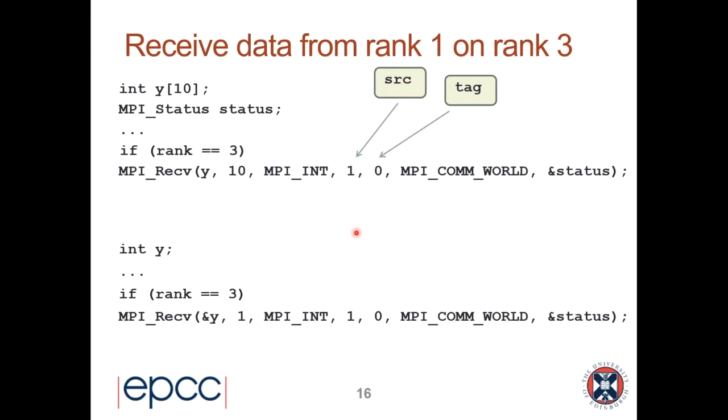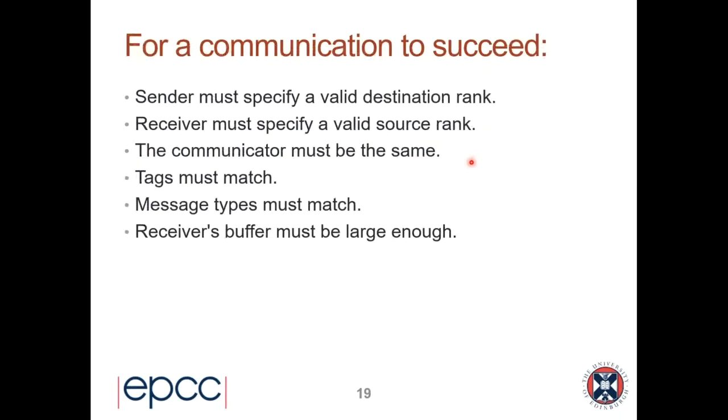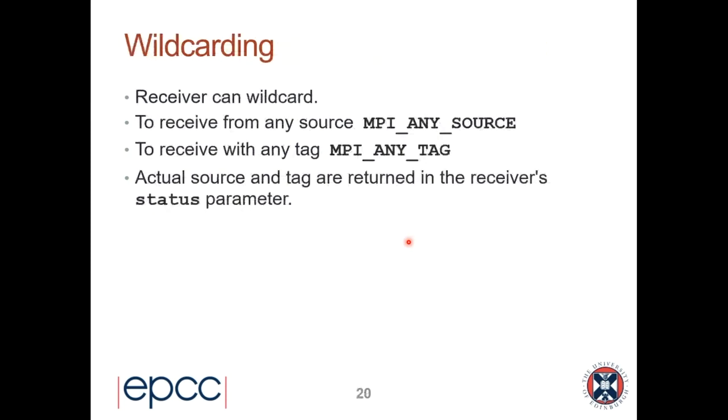It's done automatically. So in synchronous blocking message passing, the process is synchronized, the sender process specifies the synchronous mode, blocking, both processes wait until the transaction is completed. For a communication to succeed, the sender must specify a valid destination rank, the receiver must specify a valid source rank, the communicator must be the same, the tags must match, the message types must match, the receiver's buffer must be large enough but not exactly the right size.